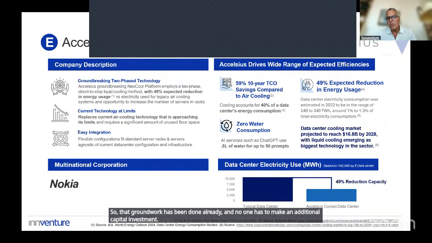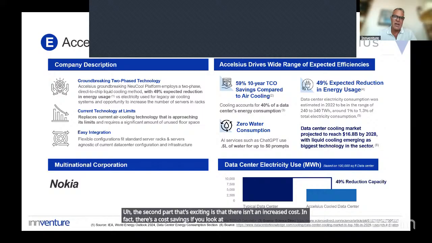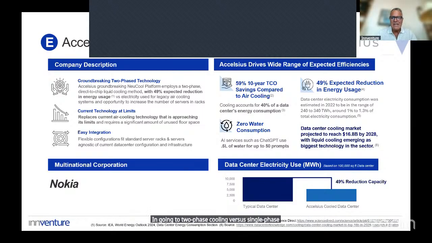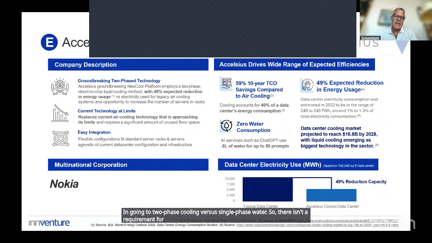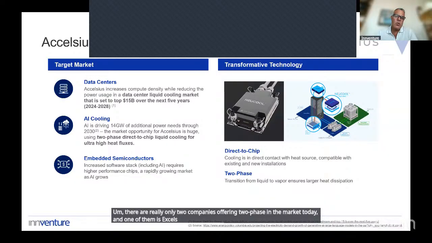The second part that's exciting is that there isn't an increased cost. In fact, there's a cost savings if you look at the water damage in going to two-phase cooling versus single-phase water. So there isn't a requirement for a customer to make an additional technology to adopt this. There are really only two companies offering two-phase in the market today, and one of them is Excelsius. So we think we're in a very good position.